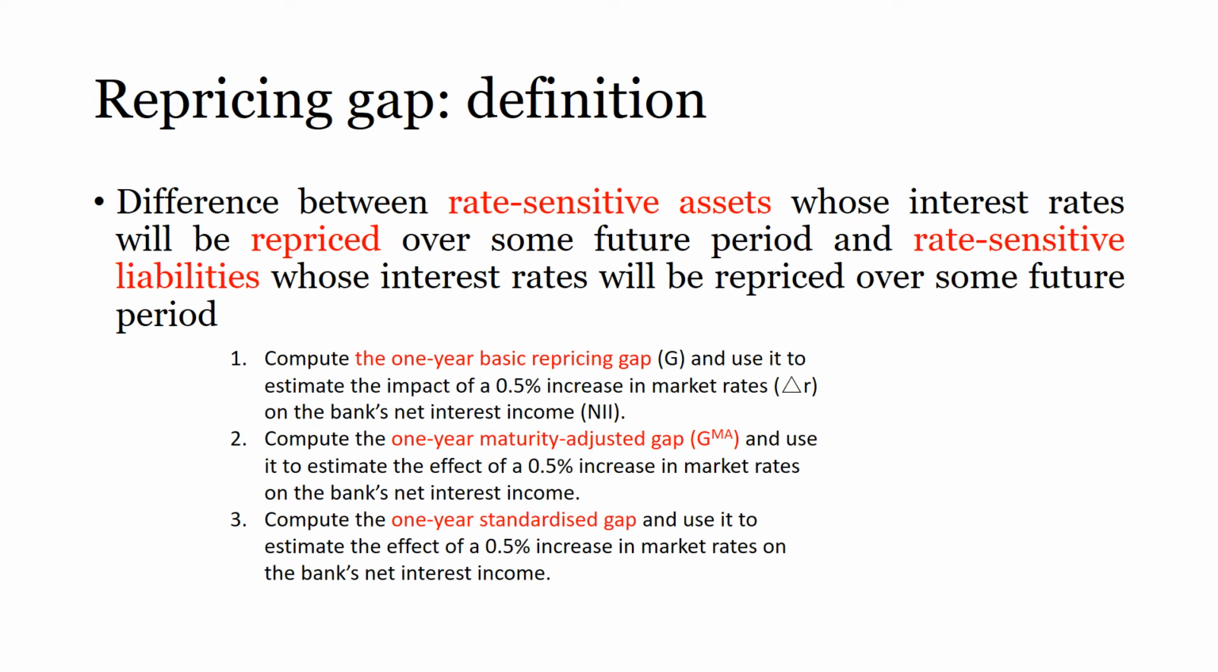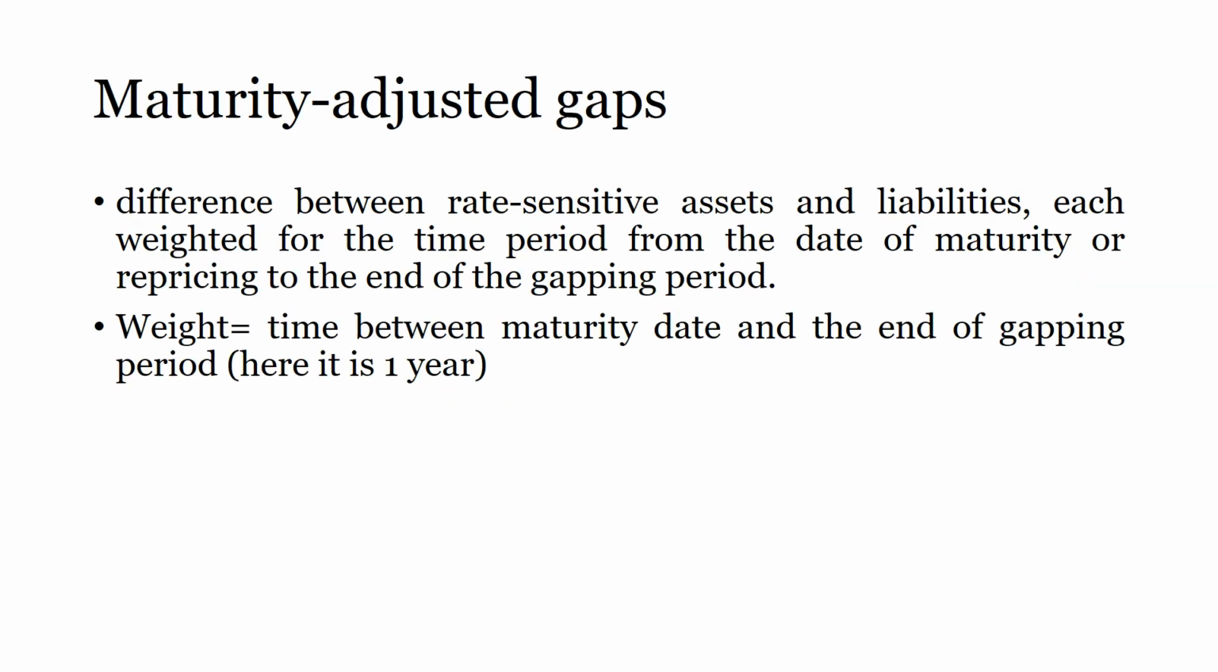You see, the first question is calculate the 1 year, that's your horizon, repricing gap, the 1 year maturity adjusted gap, and the 1 year standardized gap. But after you've calculated the gap, you have to figure out what the effect is going to be on the net interest income of the bank. Good. Now, what is a maturity adjusted gap?